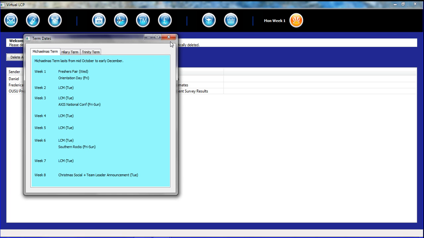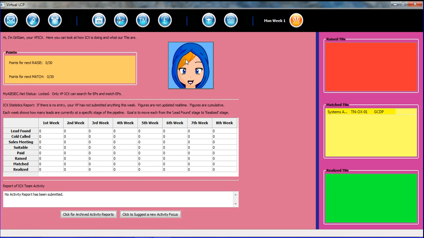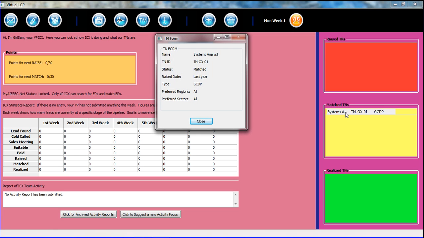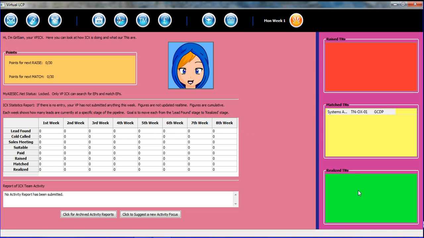Incoming exchange, this is Girl Sam's area. We can't really do much here, but we can look. We're starting off with a TN, that's a matched system analysis, great. We're going to want Sam to realise that soon for the trainee to come over. Don't know when that will be. Here's a statistics report that Sam could send if she fills it out, and no report of team activity because there is no team activity. Points for next raise. This tells us how close she is to actually raising, 0, and the same for match.